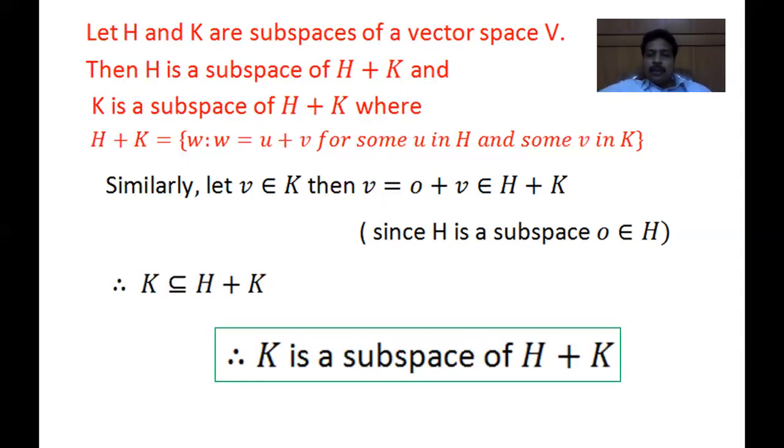In this class, we have seen the definition of subspace, and we have proved that every subspace is a vector space, and we have seen some examples of subspaces. Finally, we have proved that H intersection K and H plus K are subspaces of V whenever H and K are subspaces.